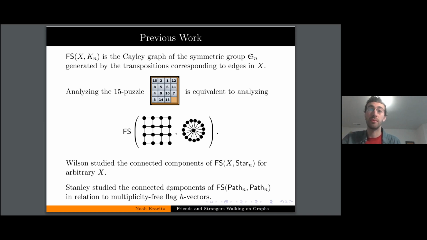So all of these things are examples of friends and strangers graphs, so let's see what we can say about them. Any questions before I continue?